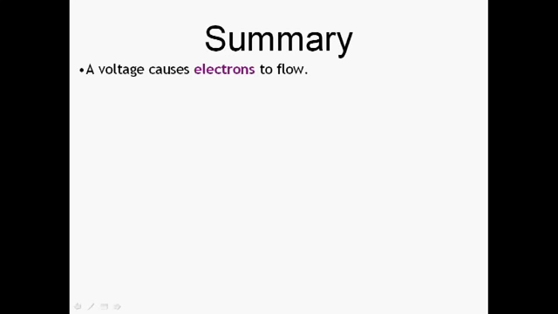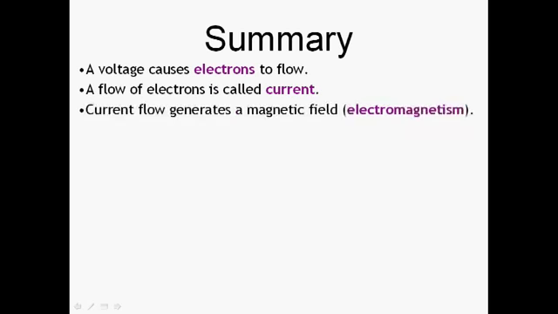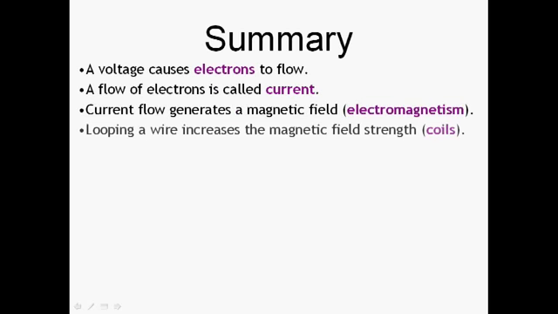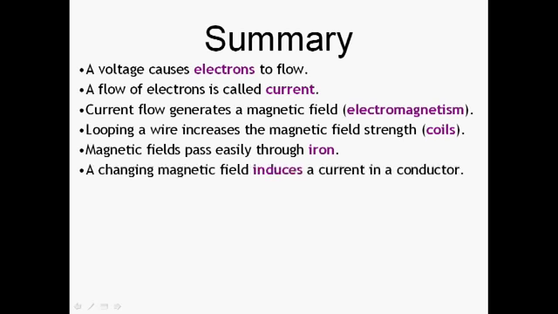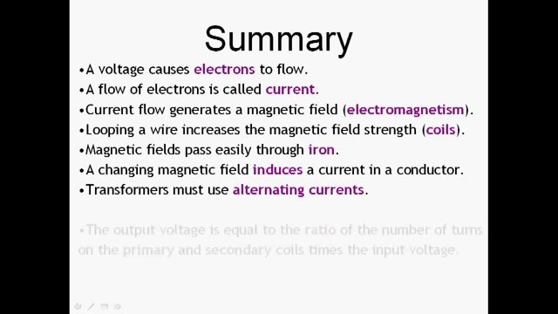So in summary, voltage causes electrons to flow. Flow of electrons is a current. The current generates a magnetic field. By looping the wire, we can increase the strength of the magnetic field. The magnetic field passes easily through iron, and a changing magnetic field induces a current in a conductor. Therefore, transformers have to use alternating currents. They will not work if you just connect them to a battery.